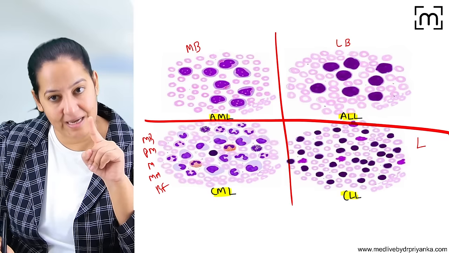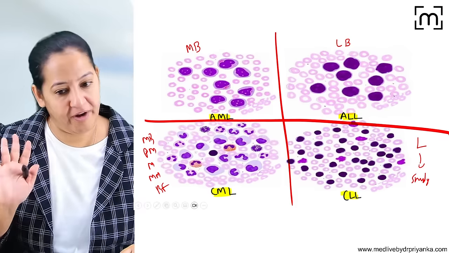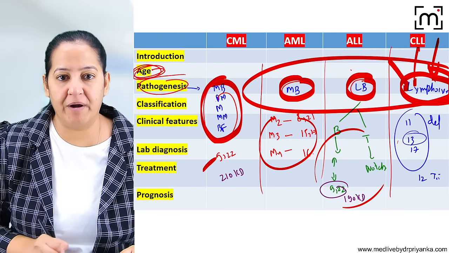And here we get only one cell, the lymphocyte, but its ruptured version is the smudge cell. I guess it's crystal clear to all of you. So the peripheral smear is super clear to all of you.